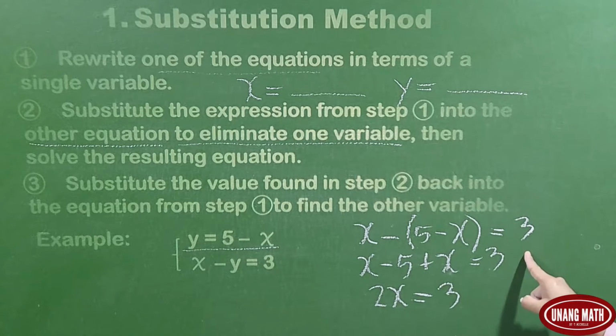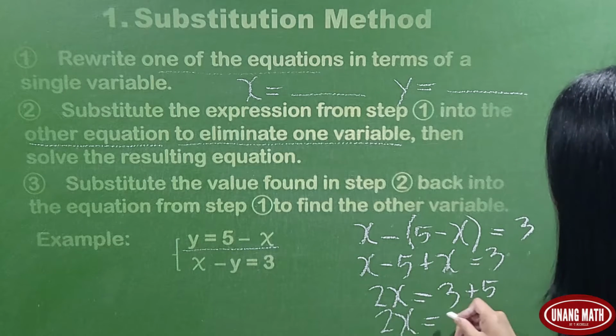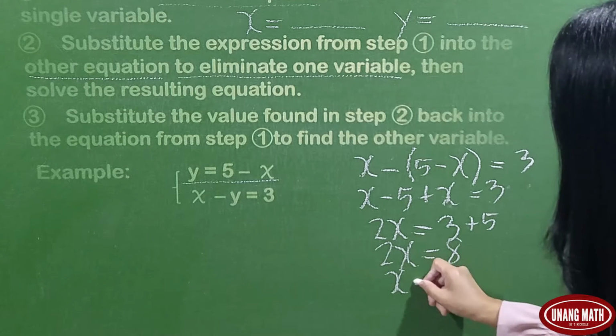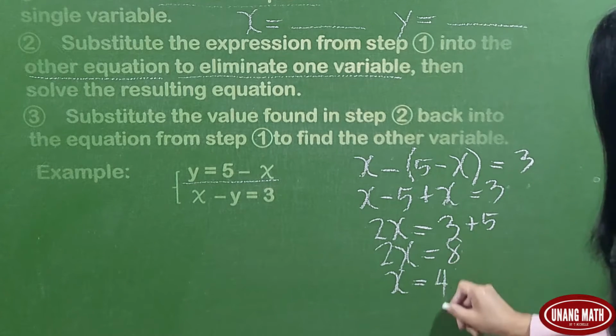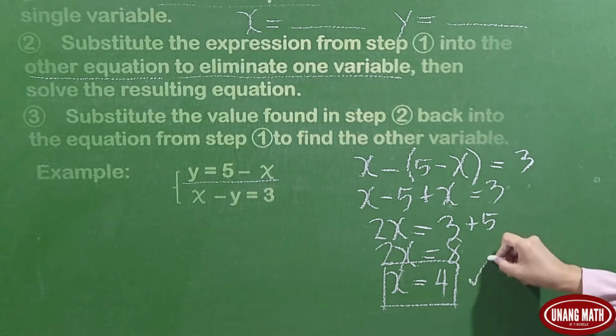Move minus 5 to the other side, it will become 3 plus 5. So 2x is equal to 8. If we are going to find x, that means 8 divided by 2. So x now is 4. So the value of x is 4.